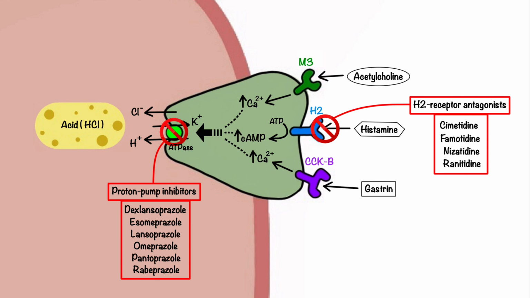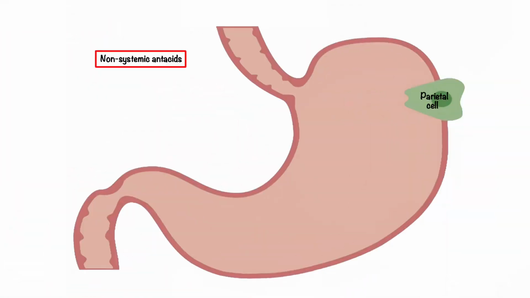Alright, so while H2 receptor antagonists and proton pump inhibitors can provide a sustained suppression of gastric acid secretion, patients needing immediate relief from their symptoms may benefit from a faster-acting agent belonging to a drug class known as non-systemic antacids. Members of this class include aluminum hydroxide, magnesium hydroxide, and calcium carbonate.